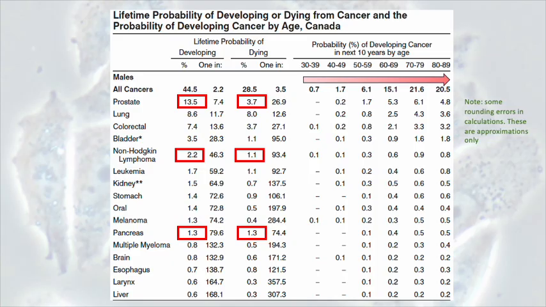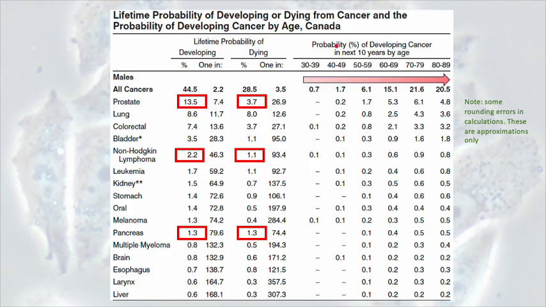Now, if we look at all different types of cancer, because cancer is basically a family of illnesses, and we'll talk about that more in the cancer biology, but if we look at all different types of cancers, this graph is showing the lifetime probability of developing or dying from cancer and the probability of developing cancer by age in Canada. So this here is for males, and we can see the probability of developing cancer is 44.5%, and the probability of dying of cancer is 29.5%.